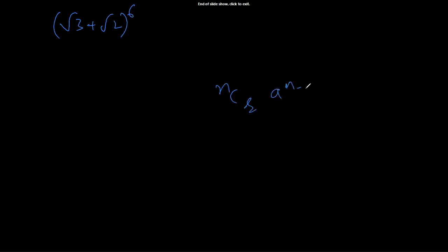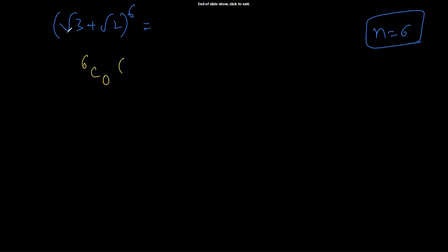nCr, a raised to the power n minus r and b raised to the power r. The final power is 6, so n is equal to 6, and r we have to take from 0 to 6. So let's focus on it. When we expand it, it will be 6C0. What is a? This. And what is b? This. So root 3 raised to the power 6 minus 0, that is nCr, n minus r, and root 2 raised to the power 0.